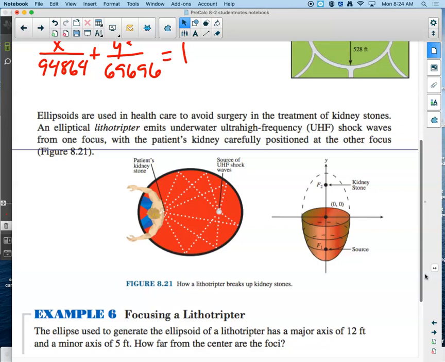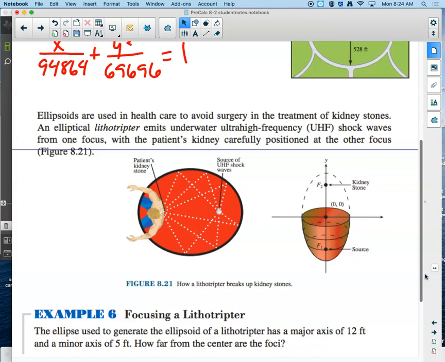So what they do is they don't use this much anymore. I'm going to tell you that even when I was in the medical field, oh my gosh, has it been that long? 30 years ago, they were already using ultrasounds to break up kidney stones. They don't use a lithotripter very much anymore, but it's a process they can use. So an elliptical lithotripter emits underwater ultra-high frequency shock waves from one focus with the patient's kidney carefully positioned at the other focus. Very painful procedure because what they have to do is make sure they're hitting the kidney stone in the right spot. So at least to start off with, they won't give somebody a lot of pain meds because they want to know that they've actually hit the kidney stone and that it's breaking apart.